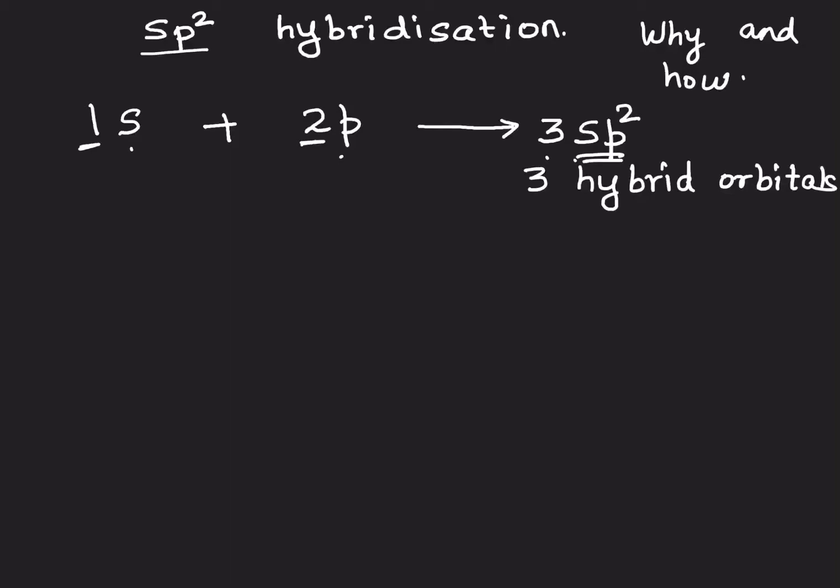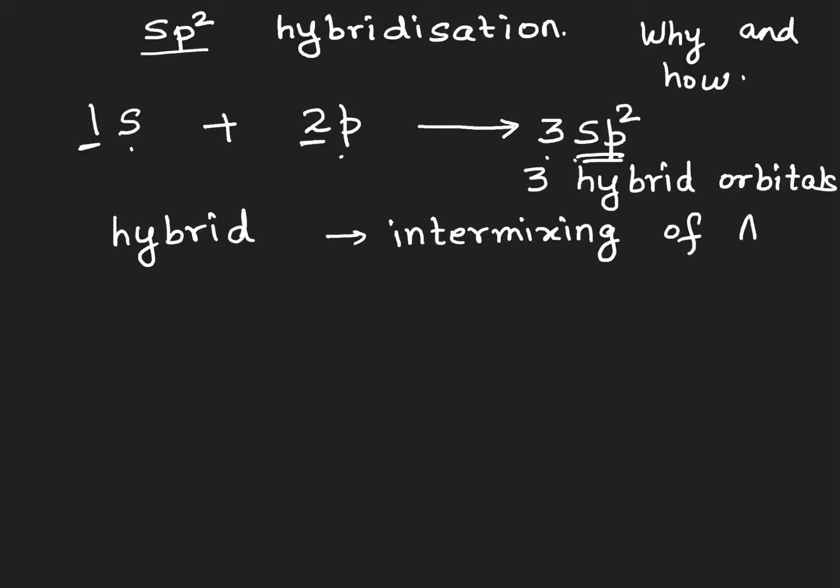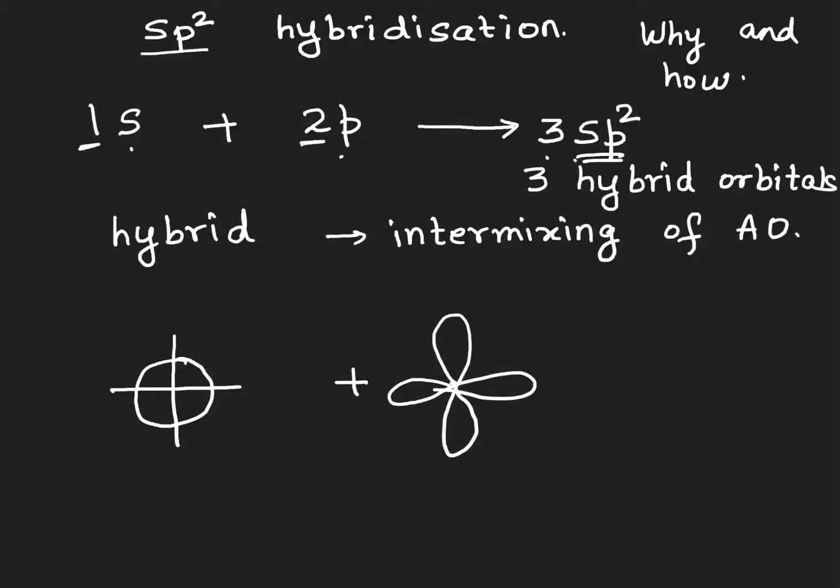So again we come back to the same thing. What is hybridization? That is intermixing of atomic orbitals, that is redistribution of energy within the atomic orbitals. So that means my s orbital, which was spherically symmetrical, and the p orbitals, which are dumbbell shaped and aligned along the nucleus, undergo hybridization to give me sp2 hybrid orbitals.